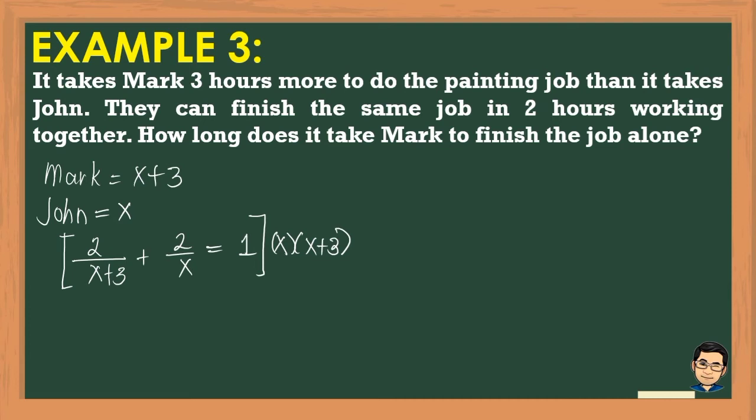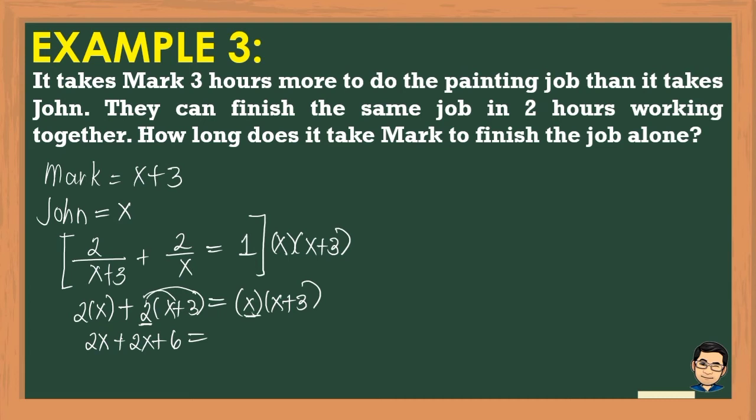Matitira lang po yung x. So, magiging 2 times x. Plus, sa pangalawa naman, makakancel yung x. X plus 3 na lang matitira. So, 2 times x plus 3 equals, so, sa 1, i-multiply natin yung x times x plus 3. Okay. So, 2 times x, that is 2x. And then, yung 2, i-distribute natin sa mga terms sa x plus 3. So, 2x plus 6 equals, itong x din, i-distribute natin. Magiging x squared plus 3x.